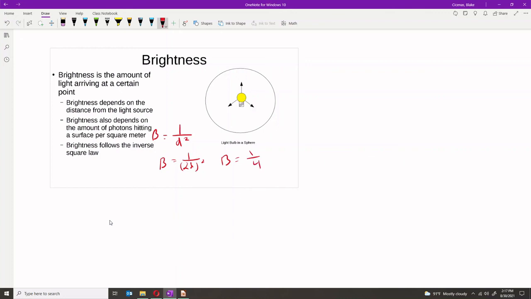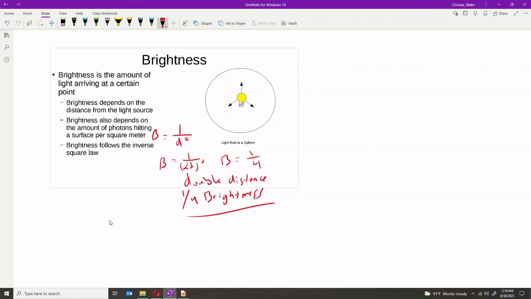So basically, if you double your distance, you're going to quarter, for lack of a better word, your brightness. You're going to cut your brightness by 1/4. That's what the inverse square law means, and that means that light drops off pretty quickly. Double the distance, cut by 1/4. Triple the distance, cut by 1/9. Quadruple the distance, cut by 1/16. Eight times the distance, cut it by a factor of 1/64. And so forth. So that's the big thing with light, is it drops off fast.